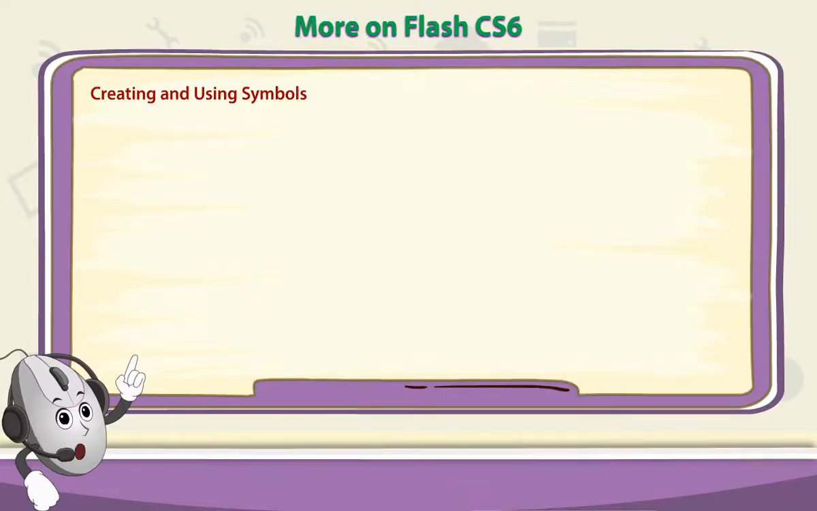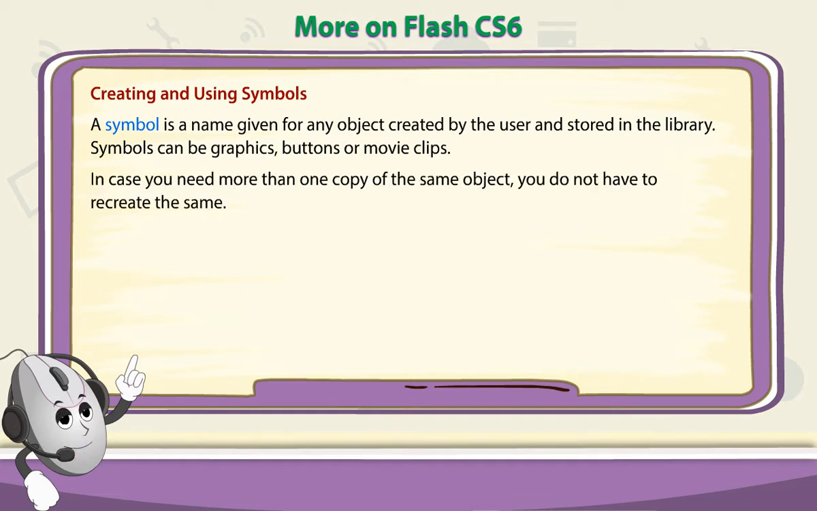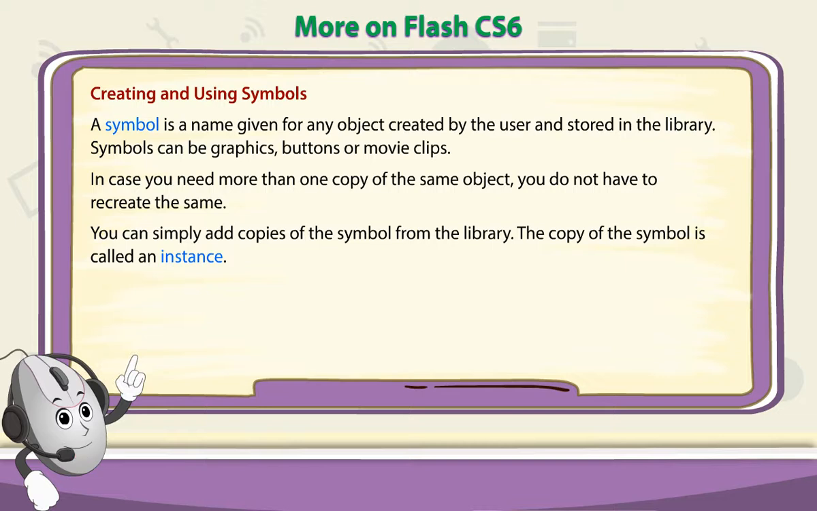Creating and using symbols. A symbol is a name given for any object created by the user and stored in the library. Symbols can be graphics, buttons, or movie clips. In case you need more than one copy of the same object, you do not have to recreate it. You can simply add copies of the symbol from the library. The copy of the symbol is called an instance.